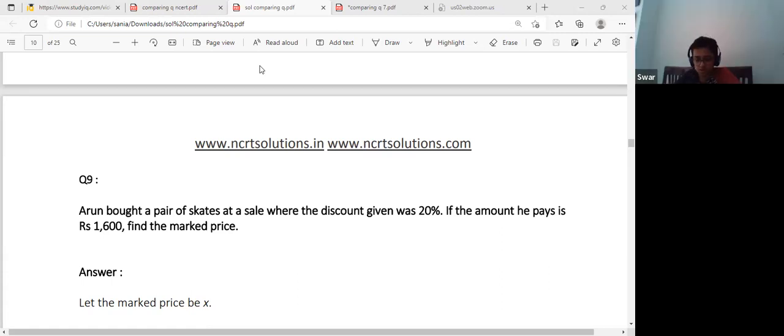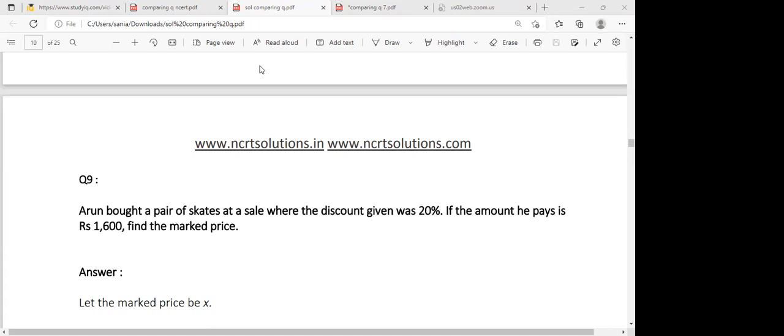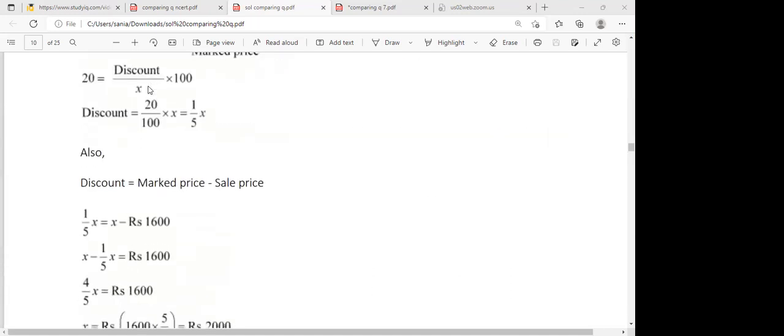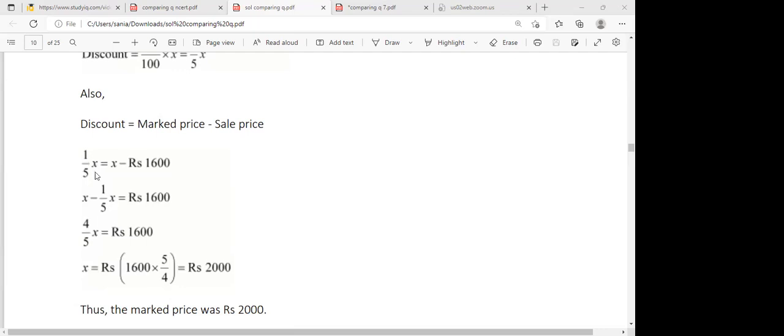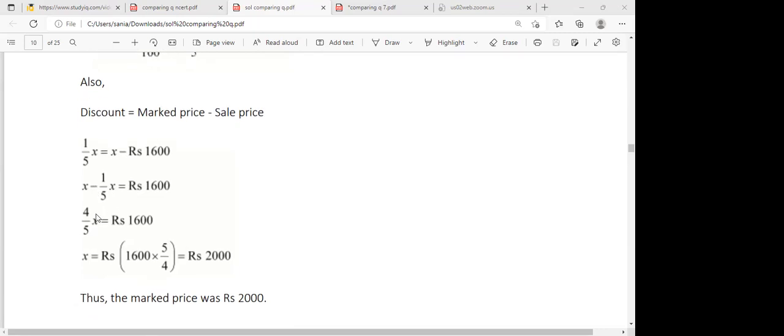Ma'am, I'm not able to solve the linear equation. For the linear equation, this is 1 upon 5x equals x minus this. Then it is x minus 1 upon 5x, right? Then you get it over here. Wait, I'll just tell you what you have to do.